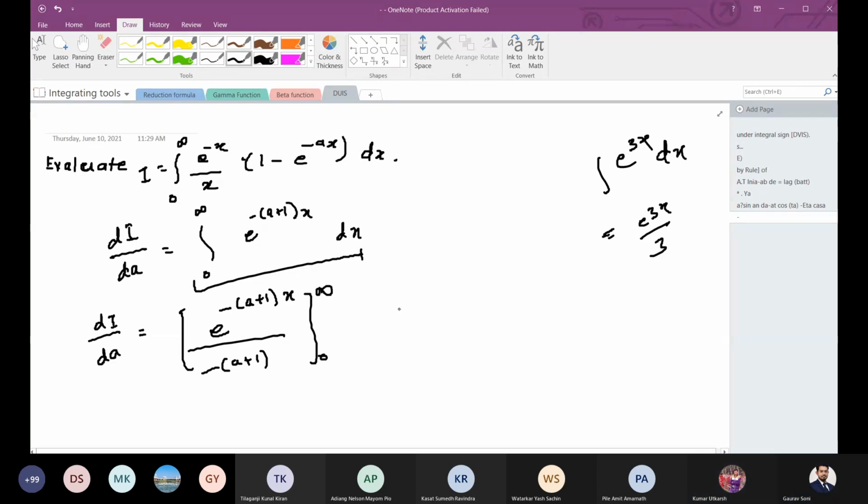Okay sir. So when you put the upper limit infinity, the answer will turn out to be 0. When you put 0, the numerator will become 1. So it is 1 upon a plus 1. What is difficult in this? I don't know what confused you so much so that you are not able to solve such an easy example.